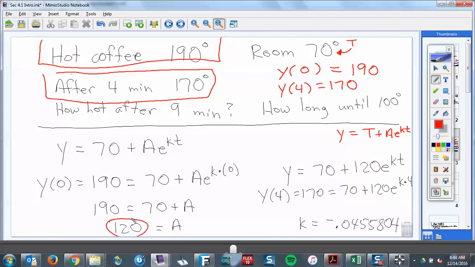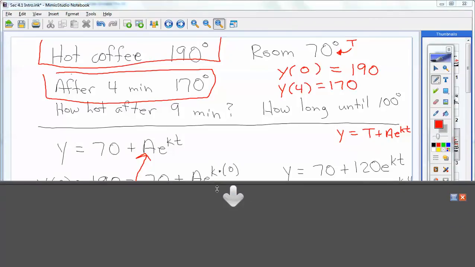So now we just take that and stick it right back in there. Over here to the right, we've now got it reduced down to this. So one of our initial conditions helps us find one of our unknown variables. Okay, so we found the A. Now we can find the K by doing what?